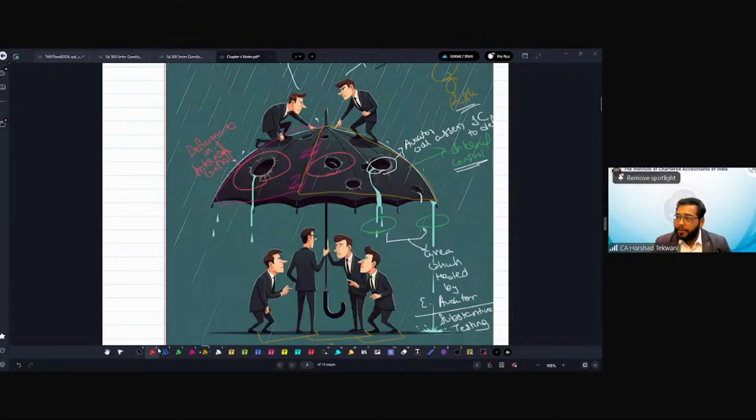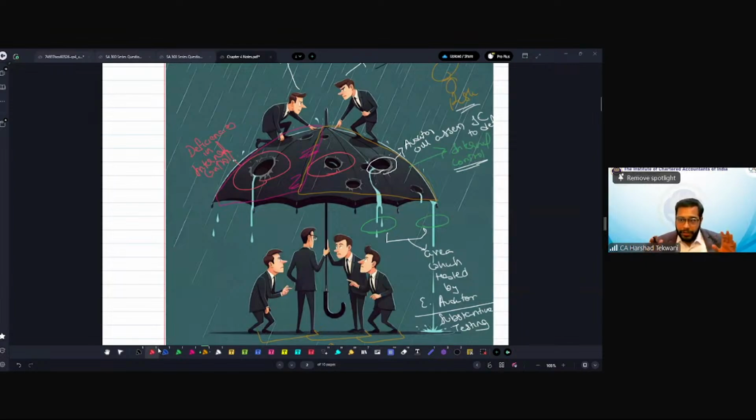Clear? Any doubt with this one? Any doubt with this particular part? Understanding the basics of the risk-based audit. Yes, no? Okay.